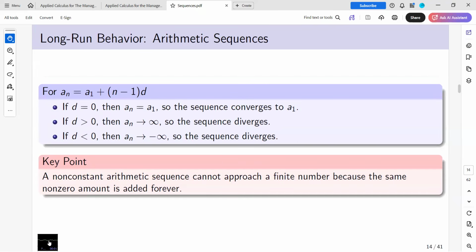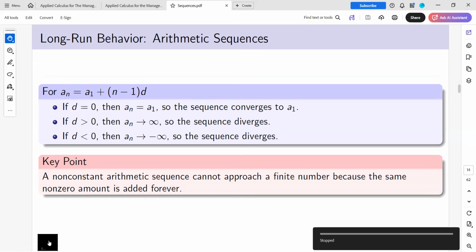A constant arithmetic sequence converges. Any non-zero common difference sends the terms upward or downward without bound. Arithmetic sequences are consistent, even when their long-run plans are questionable.